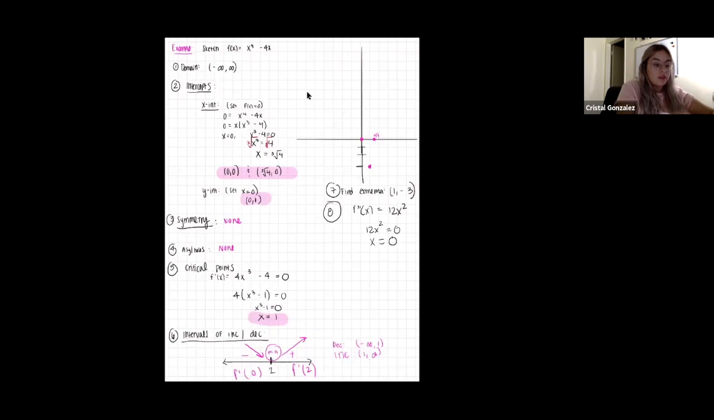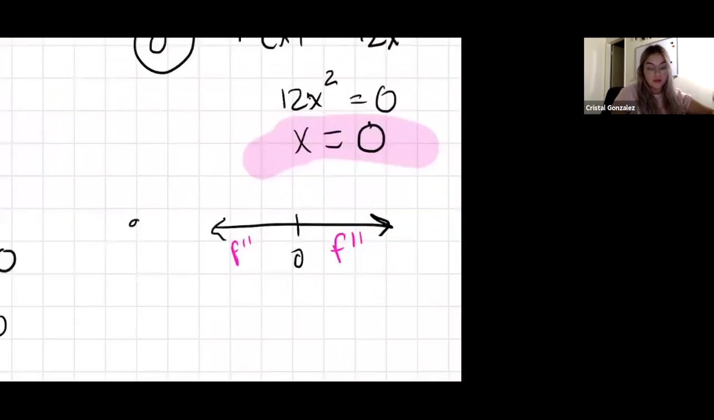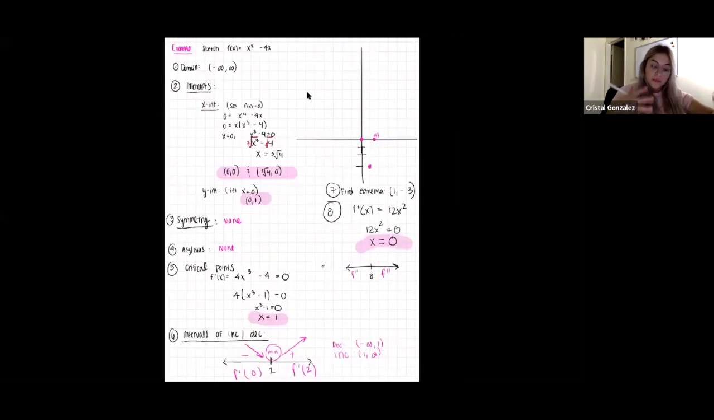So we now need to test our point of inflection here. In order to test it, we do the same thing we would do to test if something was an extrema. We do our number line and test the second derivative on this side and then on this side. And we test on the second derivative, so this will be easy.